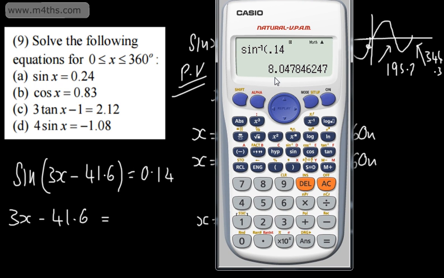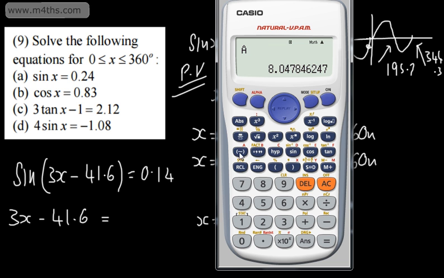Okay, so what that would give me now is 8.04. So if I stored this in as A, shift store A, then I did now the 180 minus that answer, that's going to give me B, and I store that now as shift store B. If I wanted to find now the value of x, what I could do is simply say recall A plus 41.6, and then I would divide that answer by 3, and that gives me that. And if I wanted, I could call that shift store C. Remember, I've got B here, so with that one I would add the 41.6, and that would give me that. I would divide that by 3, and that would give me x. If I want, I can store that now, shift store D.